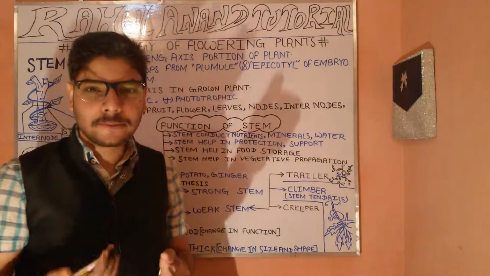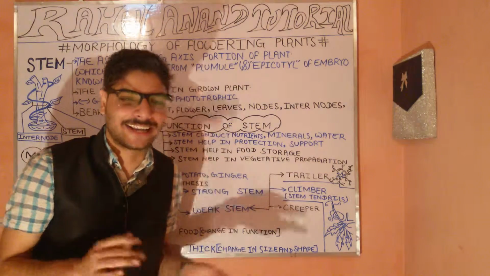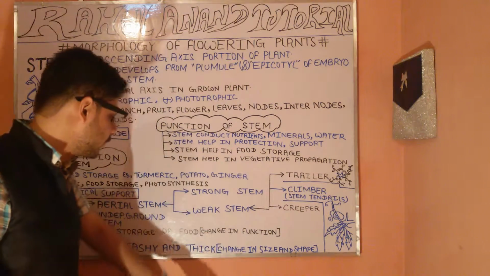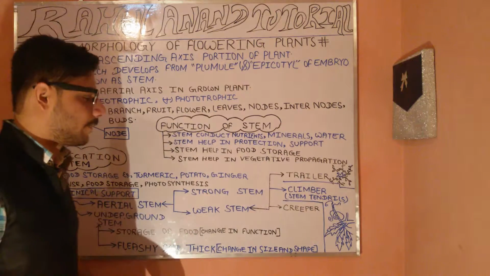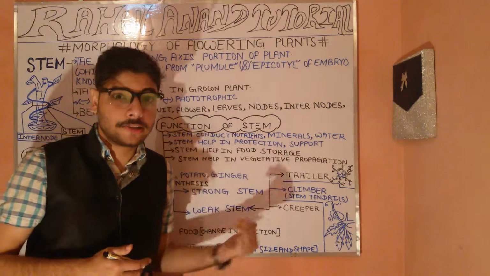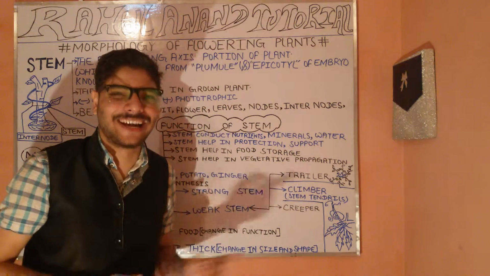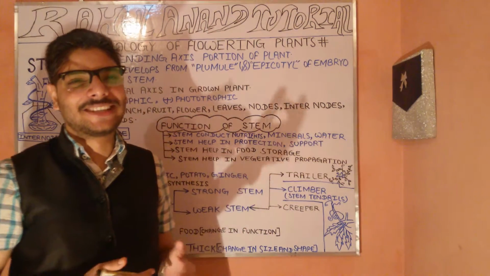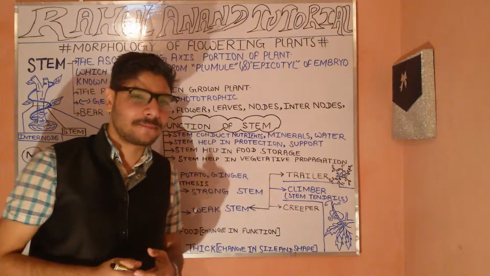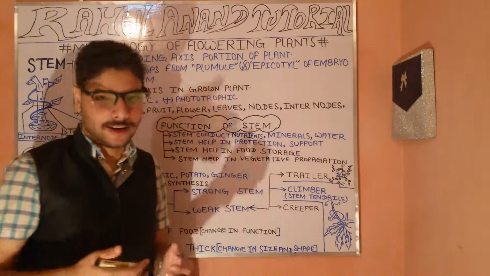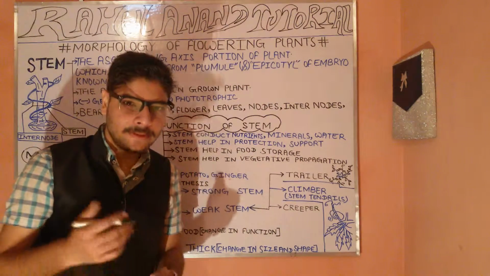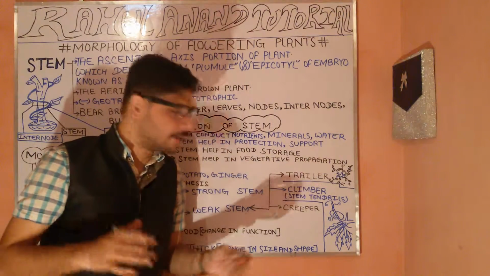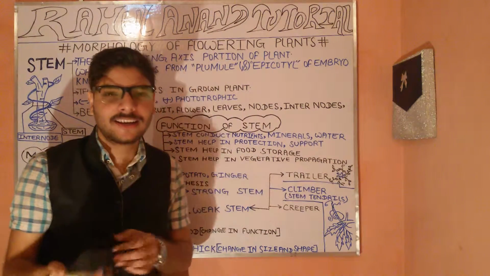So aerial stem is often further divided into two categories: the strong stem as well as the weak stem. When we are talking about the weak stem, it is again further divided into 3 or 4 broad categories. So what are these? In these we have the climbers, the trailers, and the creepers.